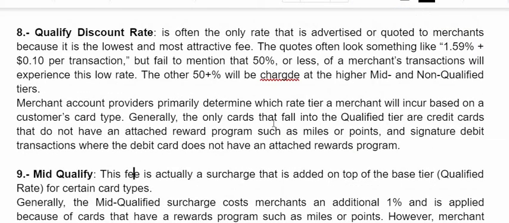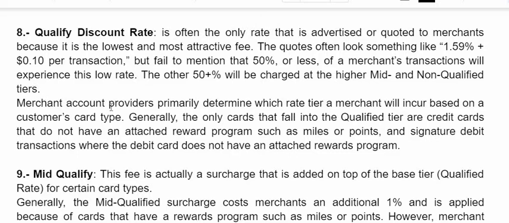Next we have qualified discount rate. It's often the only rate that is advertised or quoted to merchants because it is the lowest and most effective fee. The quotes often look something like 1.59% plus $0.10 per transaction, but fail to mention that 50% or less of a merchant's transactions will experience this low rate. The other 50% will be charged at the higher, mid, and non-qualified tiers.